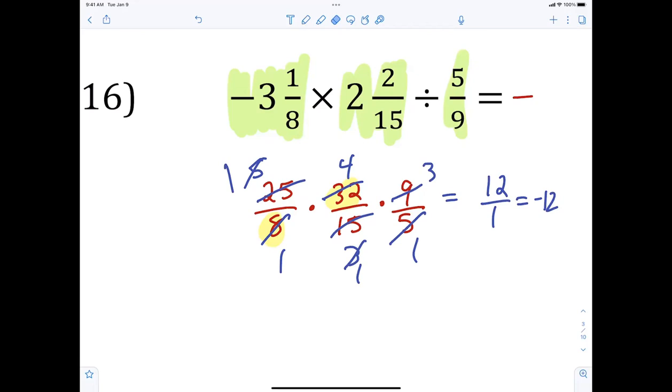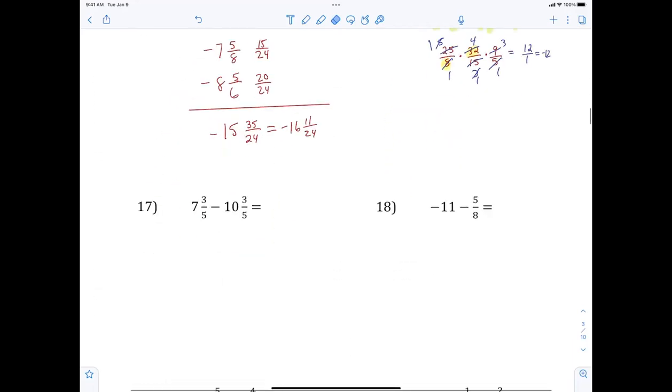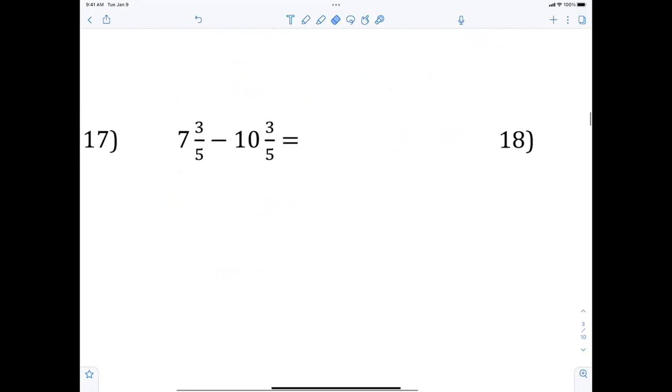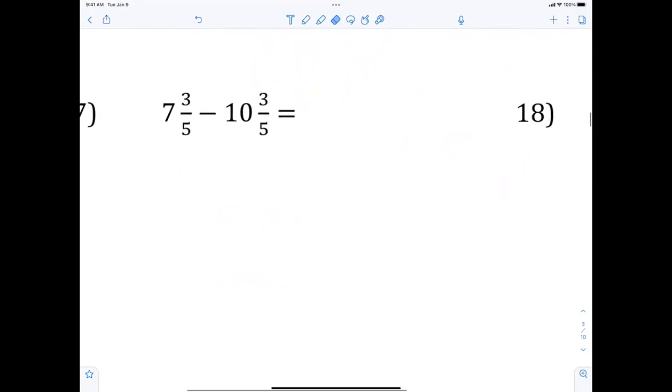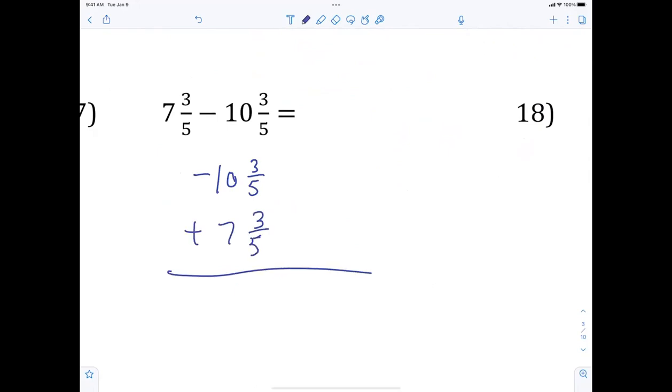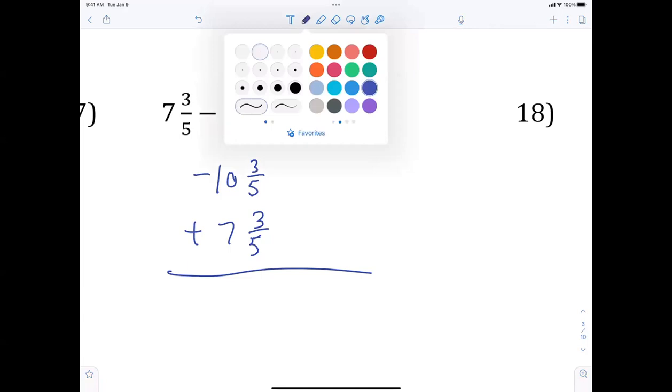All right, Sydney, let's hear you, kiddo. Wait a minute. Oh yeah, this one's kind of a nice one, right? But still, my recommendation is let's go ahead and write it. Negative 10 and 3/5 plus 7 and 3/5. And because we're subtracting, the 3/5 just canceled. Do we agree, Sydney? And so you're 100% correct.